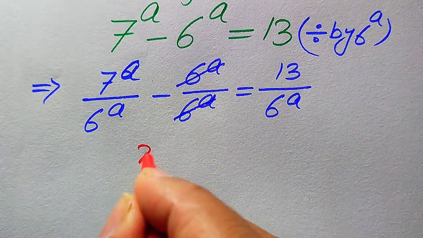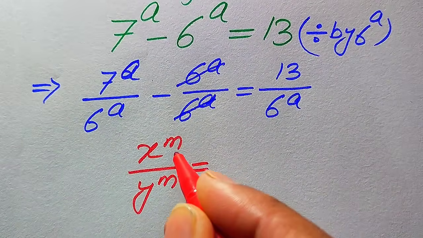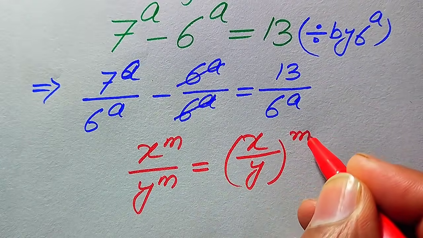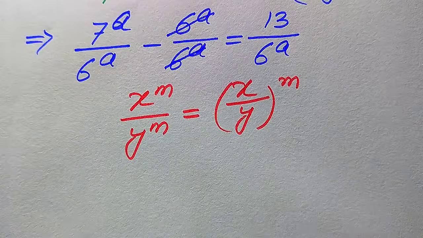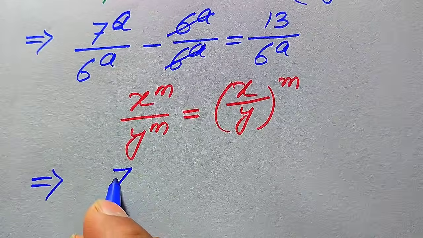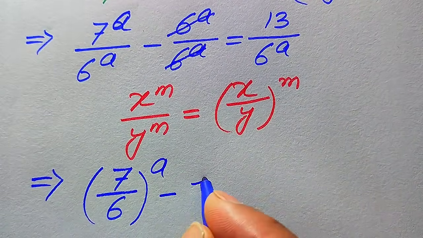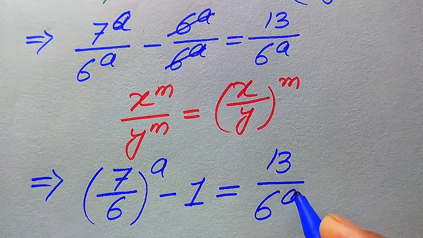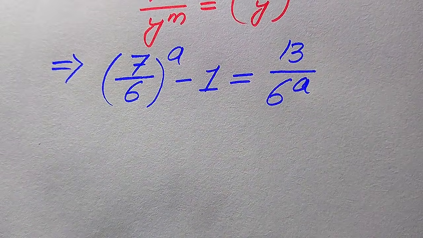You know that if we have x to the power of m divided by y to the power of m, then we combine the exponents of both terms and it is written as x over y to the power of m. So in this way we combine the exponents of these terms and it is written as 7 over 6 to the power of a, minus 1, equals 13 divided by 6 to the power of a. And further in the next step we need more simplifications.